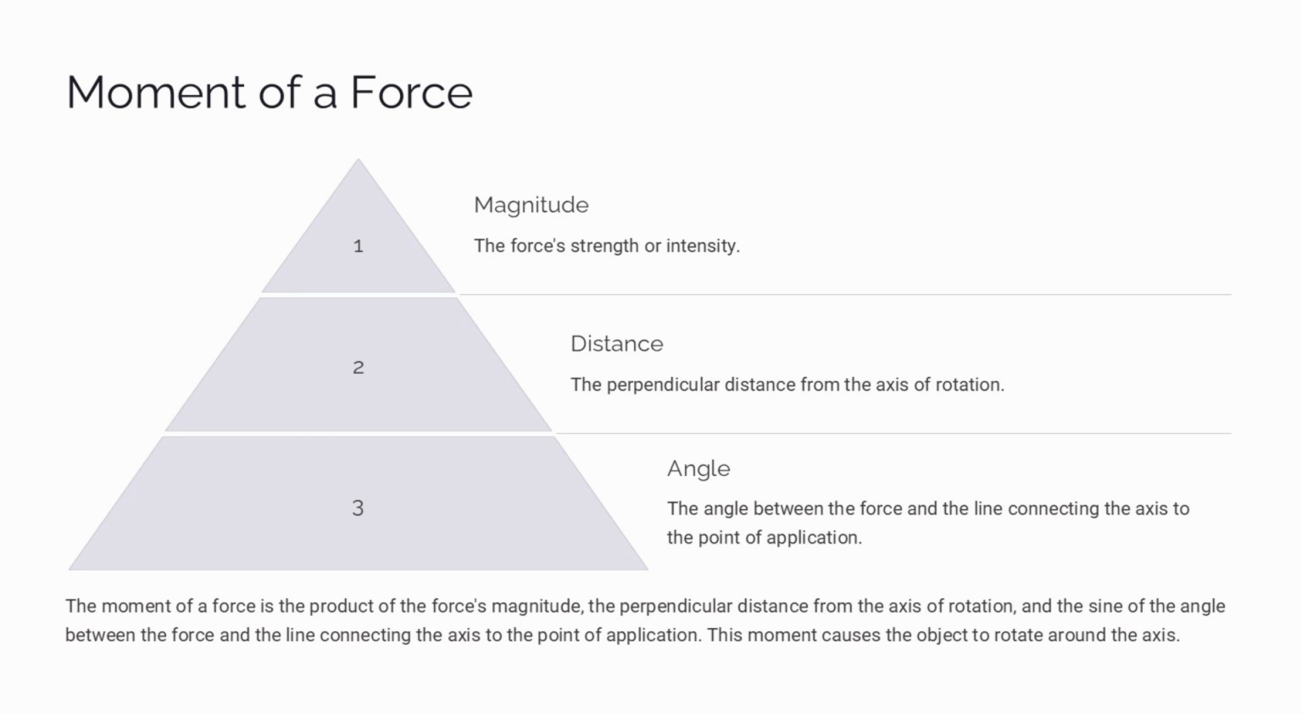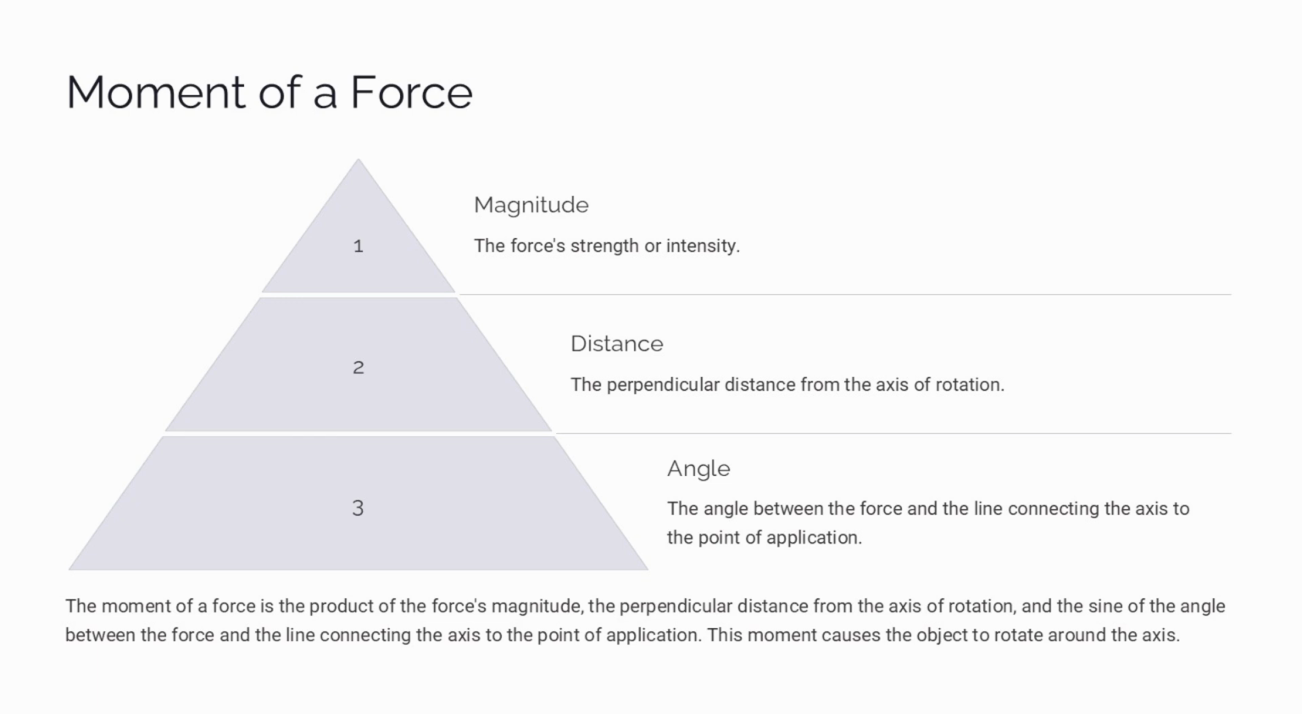The key components of the moment of a force are magnitude, distance, and angle. Magnitude refers to the strength or intensity of the force. Distance is the perpendicular distance from the axis of rotation to the point where the force is applied. Angle is the angle between the force and the line connecting the axis to the point of application.